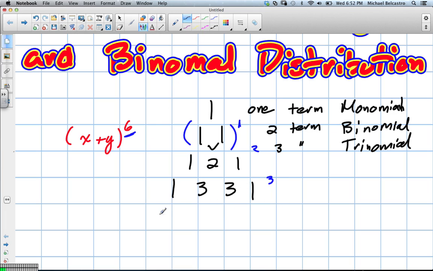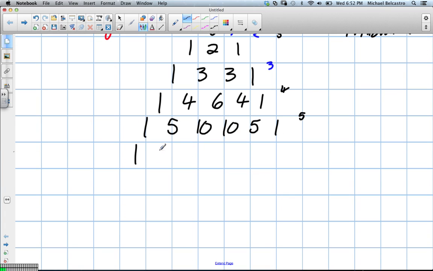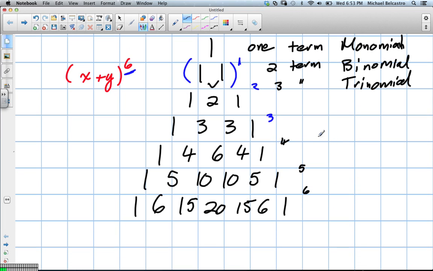The next one will take us to the fourth, which will be 1, 4, 6, 4, 1. And that's to the power of what? 4. Yeah, a binomial to the power of 4. Next one would be 1, 5, 10, 10, 5, 1, the power of 5. And then 1, 6, 15, 20, 15, 6, 1, and that would be the power of 6. And how far do we have to go? Just to the power of 6.